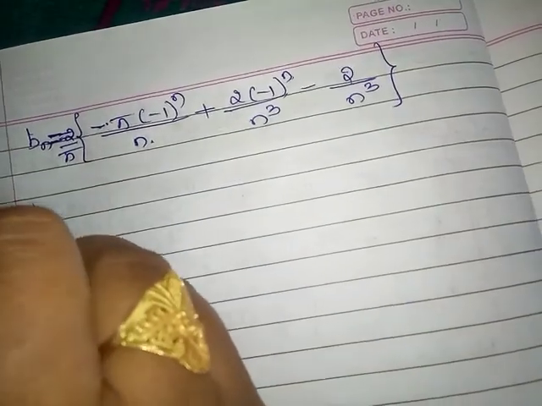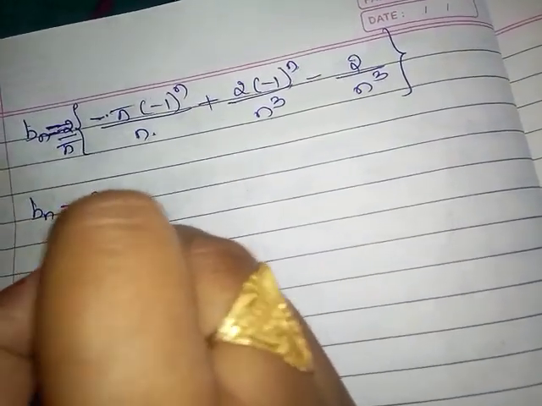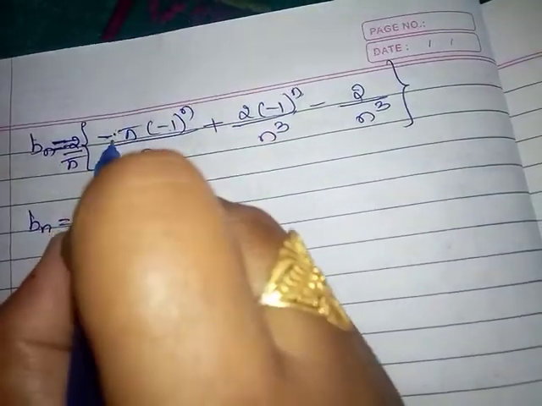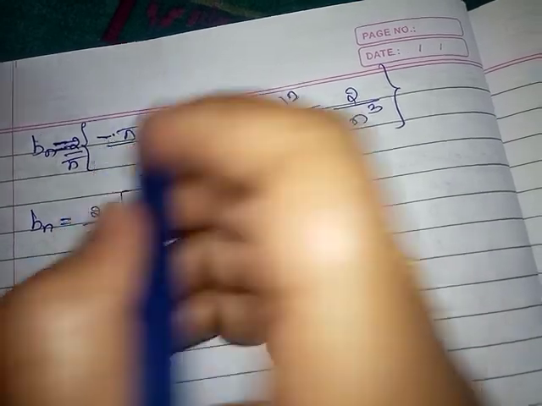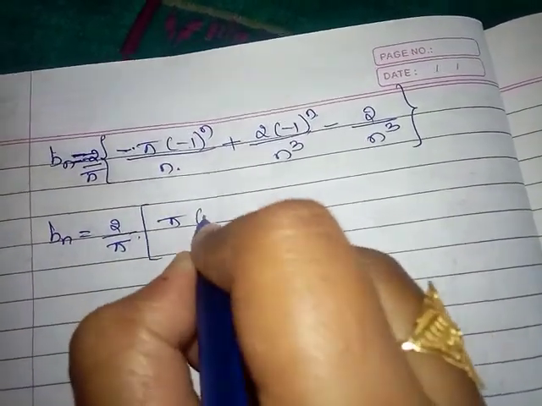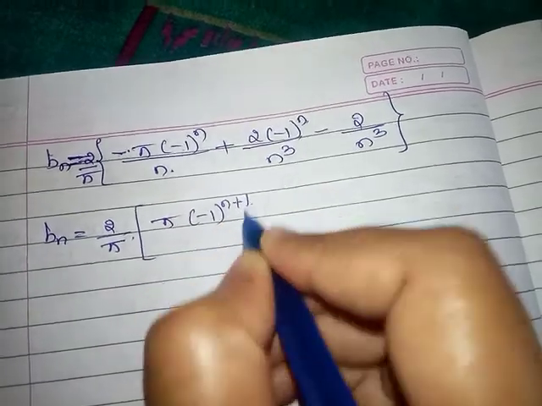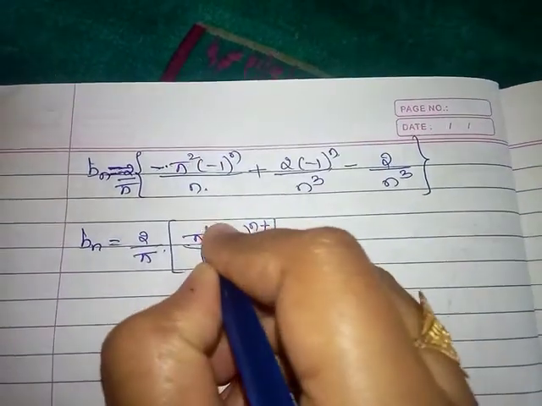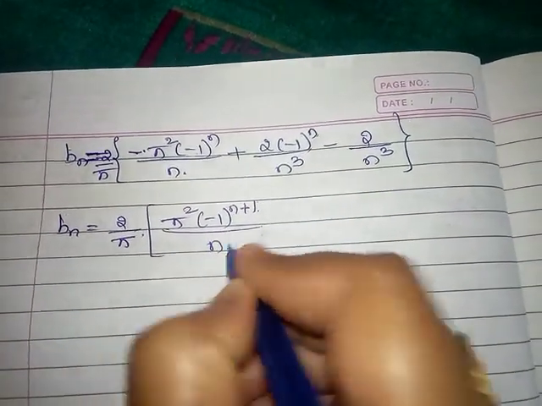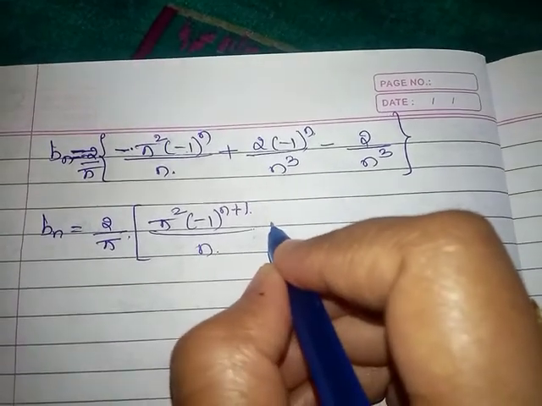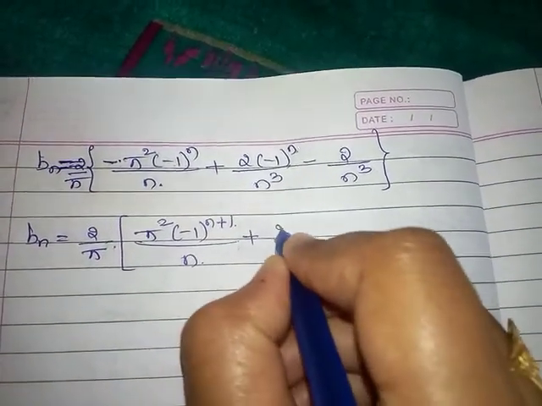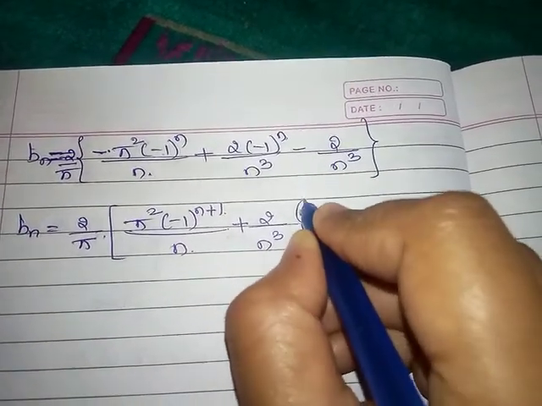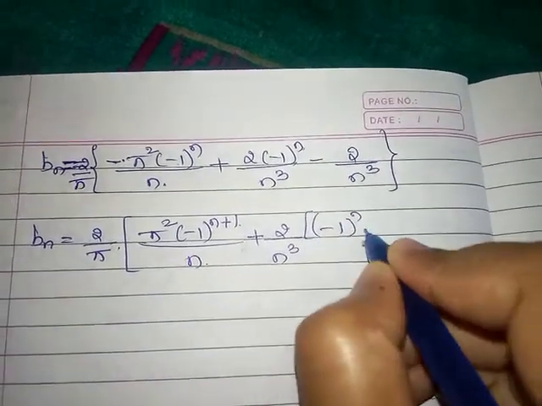Now solve. Bn is equal to 2 by pi as it is. See here, minus 1 raised to n, and here another minus 1 is there. It will be pi into minus 1 raised to n plus 1 divided by n, it is not pi, this is pi square, plus, take 2 by n cube common, it will be minus 1 raised to n minus 1.